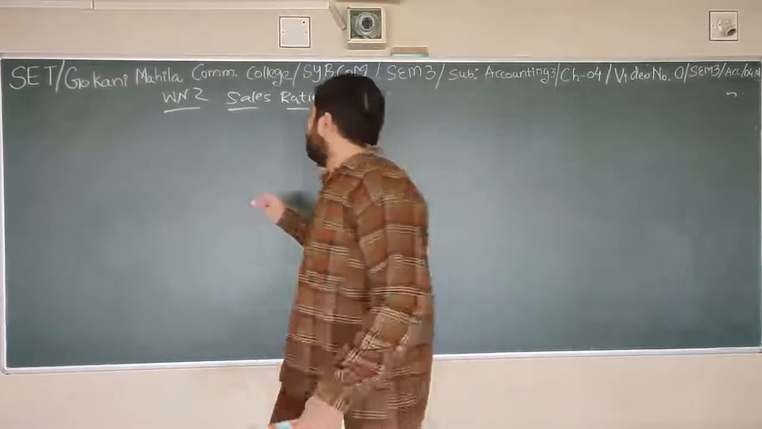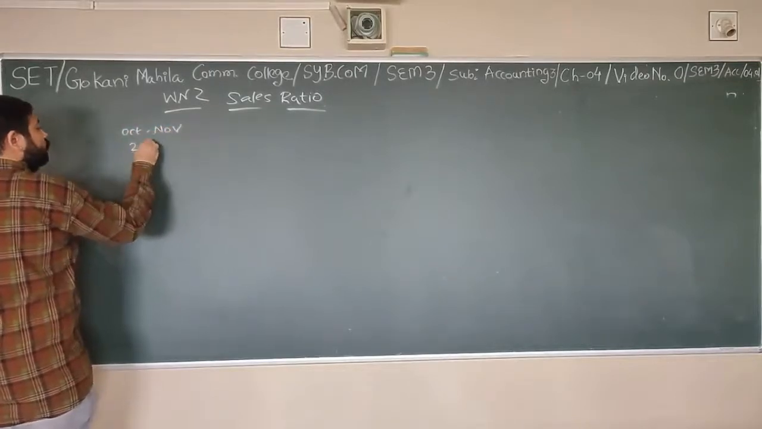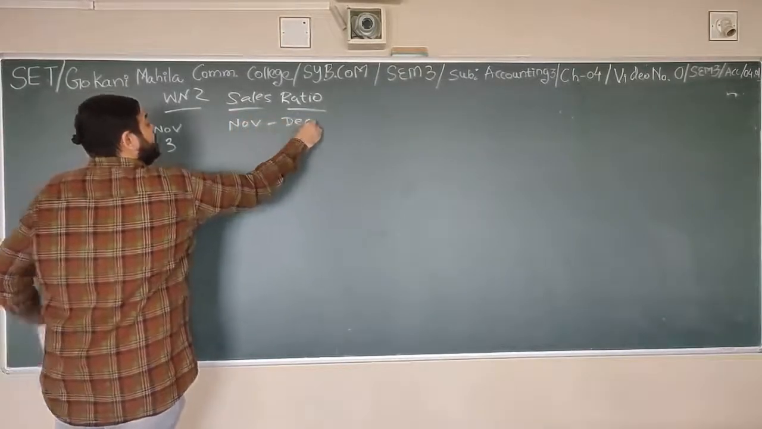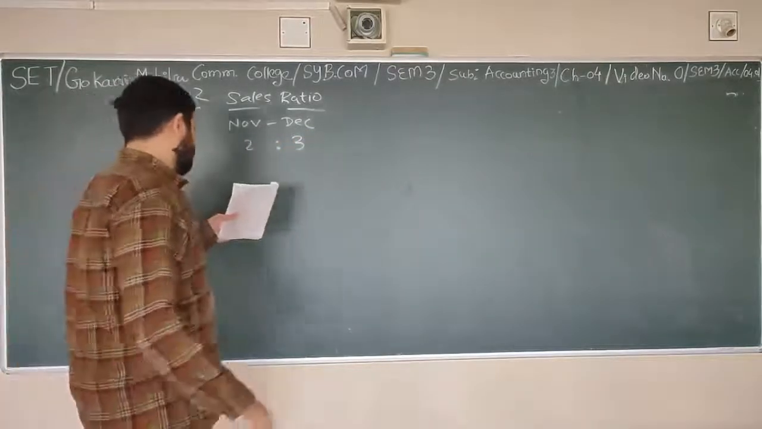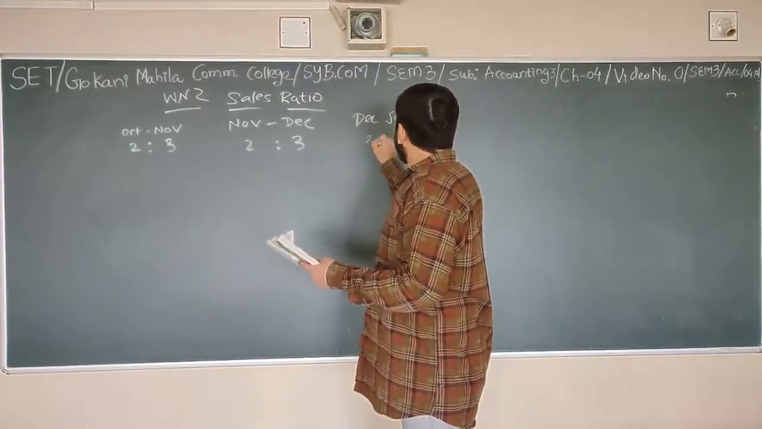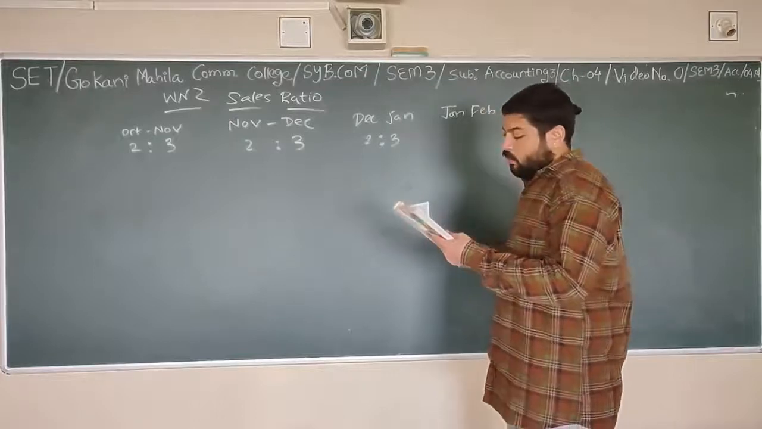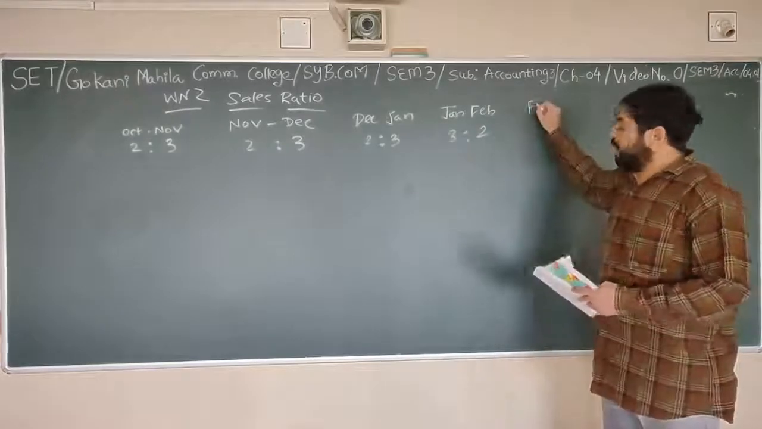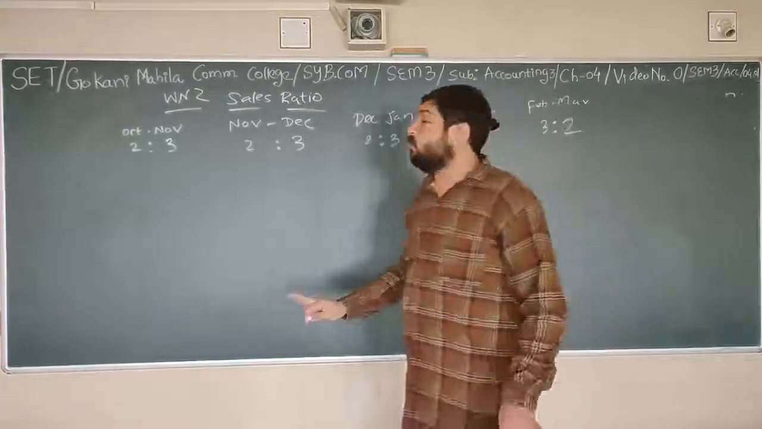Sales trend: October to November, how much? 2 is to 3. Then November to December, how much is it? 2 is to 3. Then December to January, how much is it? 2 is to 3. Then January to February, how much is it? 3 is to 2. Then February to March, how much is it? 3 is to 2. Now first we have to take the LCM.